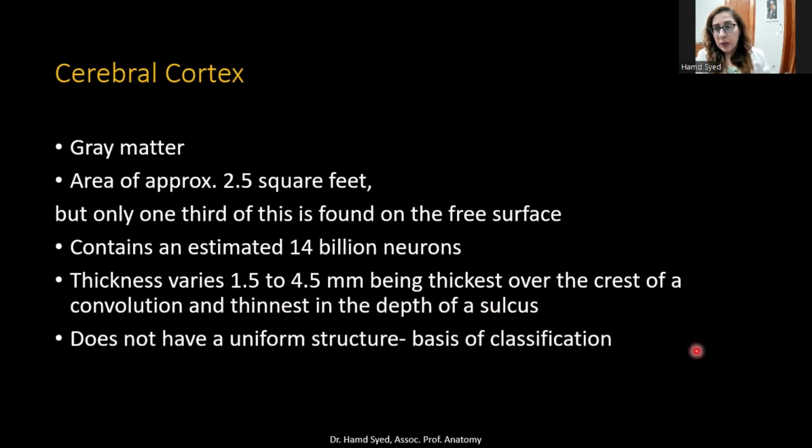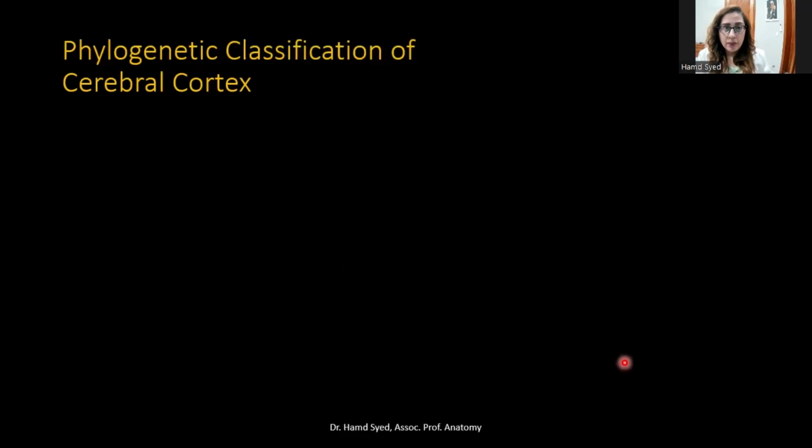Now, the important thing to keep in mind when we're discussing the histology of the cerebral cortex is that it does not have a uniform structure. And this is the basis of classification of the cerebral cortex. So how can we classify the cerebral cortex? Well, the classification based on evolutionary development is known as the phylogenetic classification. And based on this classification, the cortex will be either neocortex or allocortex.